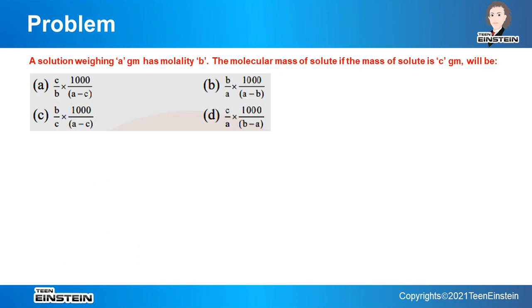Here we have a problem. A solution weighing A gram, that means the weight of the solution is A, its molality is B. The molecular mass of the solute is unknown, that we have to find out. Okay. Molecular weight is unknown. The mass of the solute, that is the amount of solute that we have taken, is given, which is C. So we have to find out the molecular weight. Now if you look at the options, all these options are in terms of A, B and C. So you have to express molecular weight in terms of A, B, C, and there is also 1000. Okay.